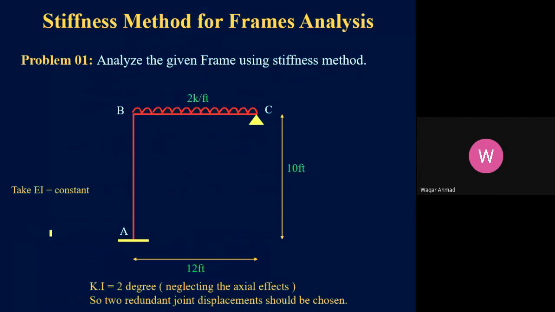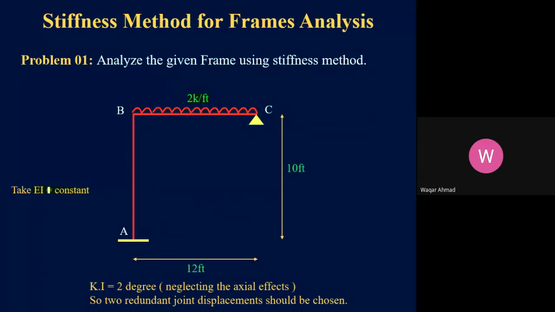Now let's solve an example problem on this. In this problem, we are asked to analyze this frame using the stiffness method. If you look at this frame, it consists of 2 frame members. Member AB is 10 feet long, and member BC is 12 feet long. Member BC is acted upon by this 2 kip per foot uniformly distributed load, and EI is constant for both members.